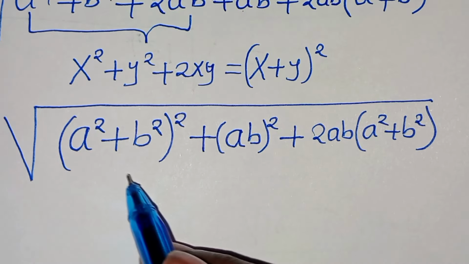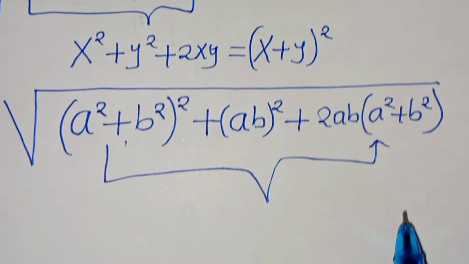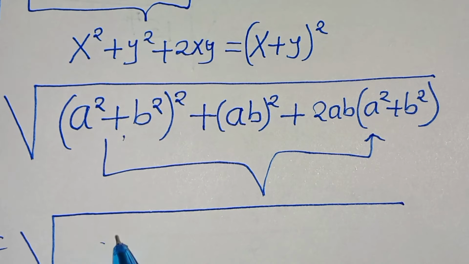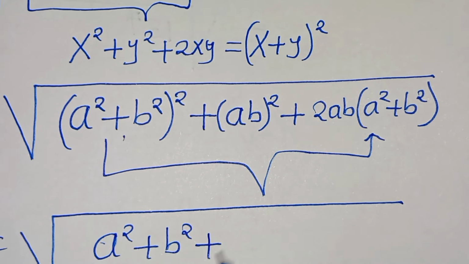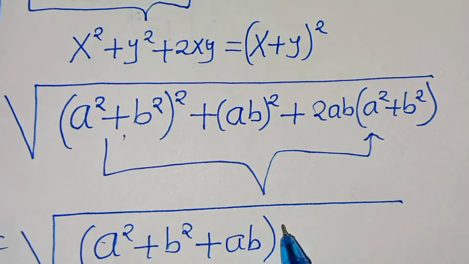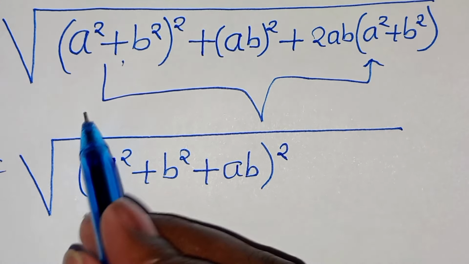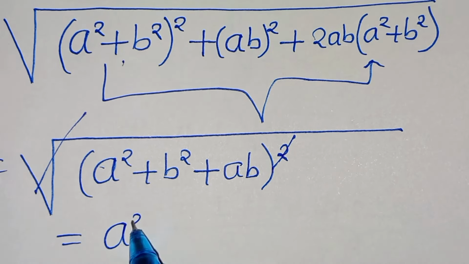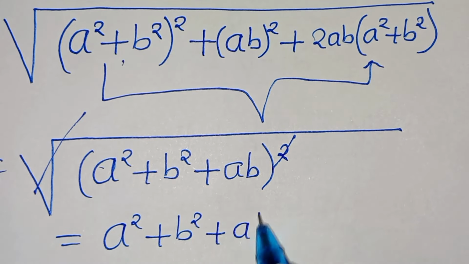Now the next step is that we can express this particular part as the square root of a squared plus b squared plus a times b, then raised to the power of 2. So let's eliminate the square root sign here, and this implies that we have a to the power of 2 plus b to the power of 2, then plus a times b.